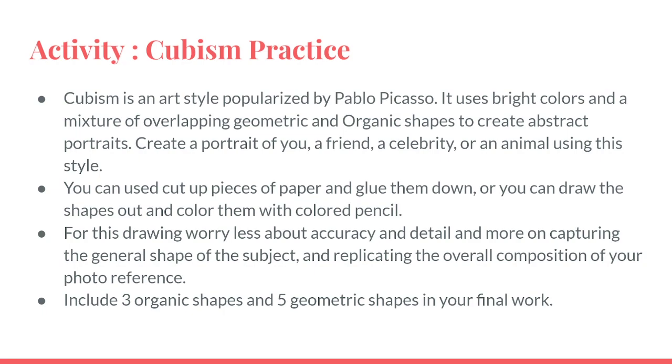Basically, I want you to take your picture that you are referencing, and I want you to do your best to break it down into its geometric shapes and organic shapes in the most basic level. So the hair is going to be a big organic shape. The face is going to be an oval. The eyes are going to be, or a rectangle. If you're drawing a man with a really strong jawline, his face might be a rectangle. Basically try and break it down into its shapes. I want you to try and include 3 organic shapes and 5 geometric shapes in your final drawing.